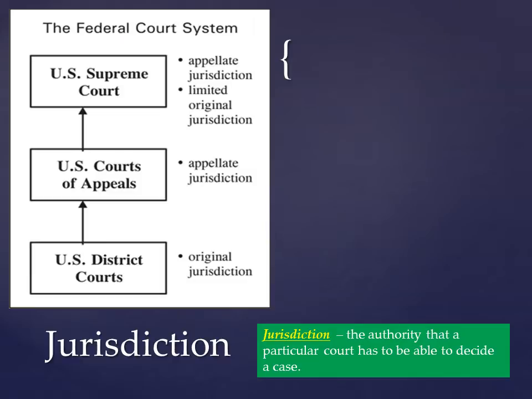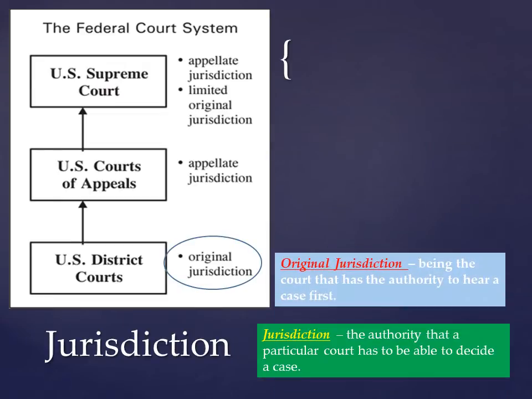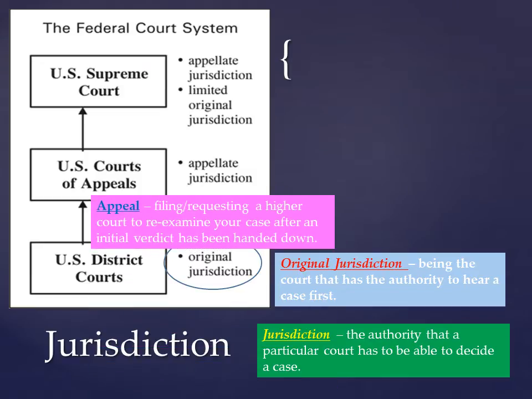If you start with the U.S. district courts, which are on the bottom of the chain, they have what is called original jurisdiction. This means that they are hearing a case for the first time. If the defendant believes that they did not get a fair trial or something according to due process was violated, they could file an appeal, which requests for the higher court to re-examine their case and possibly give them a new trial.